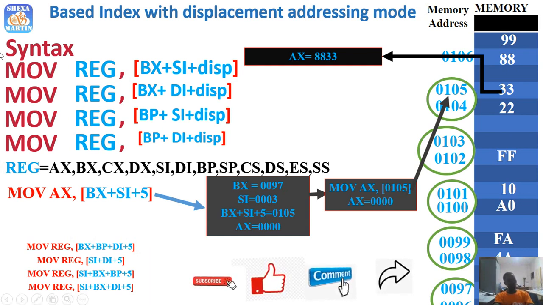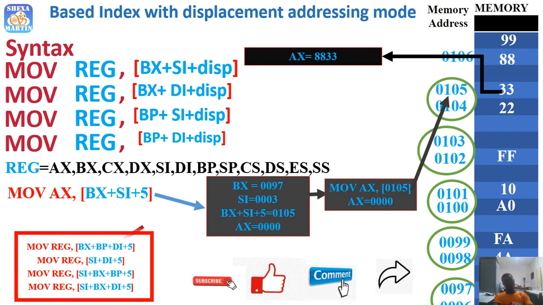So base register cannot work with another base register. Index register cannot work with another index register. That's it. Index register works with base register. Perfect. You can add a displacement or not, but whenever you're working with based indexed addressing mode, it means we need at least two registers, plus possibly a displacement. So that's not allowed at all.